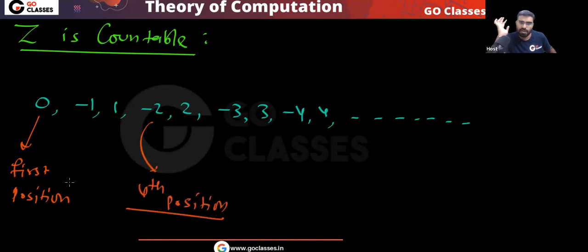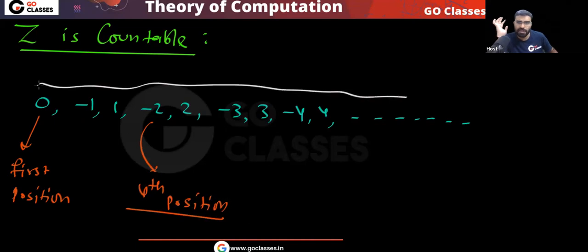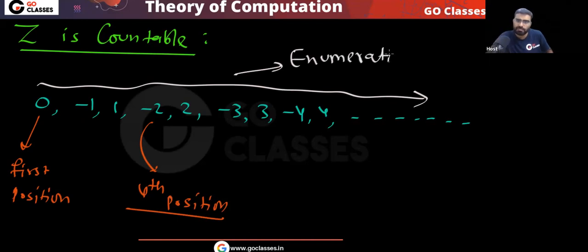Okay, and you can notice here every element will appear. Yes, this is enumeration. Remember, this is enumeration of Z. Here you can notice every element will appear.